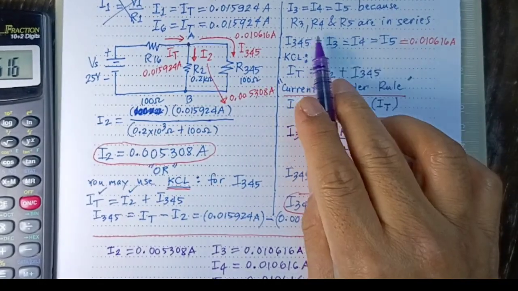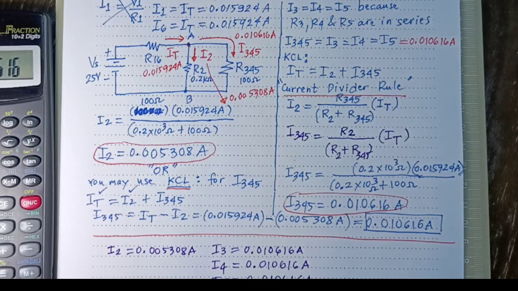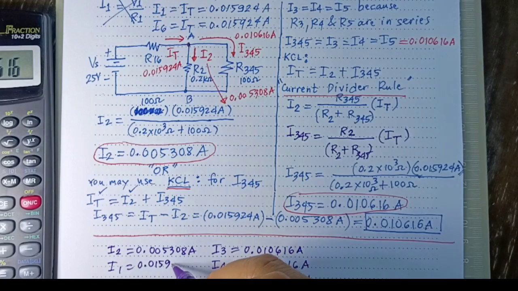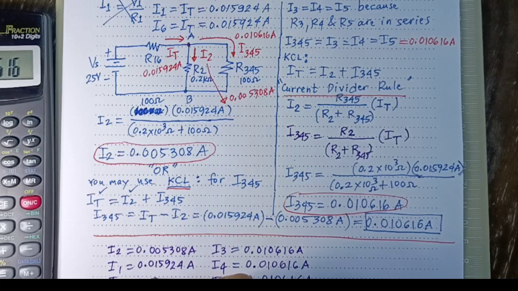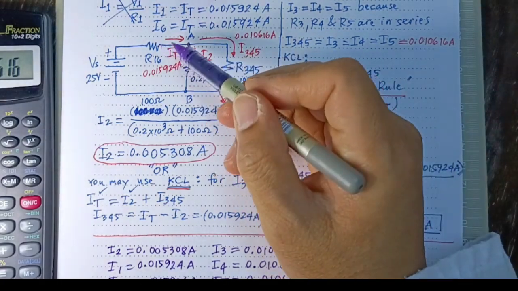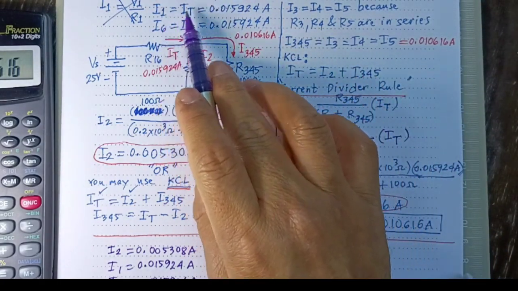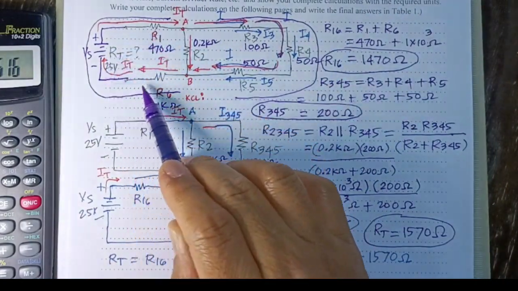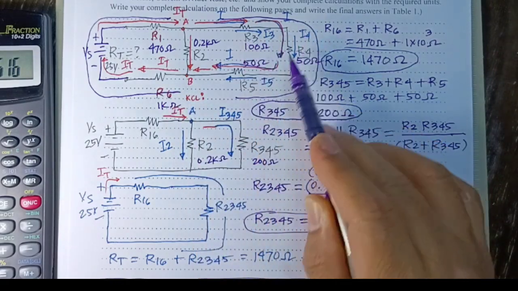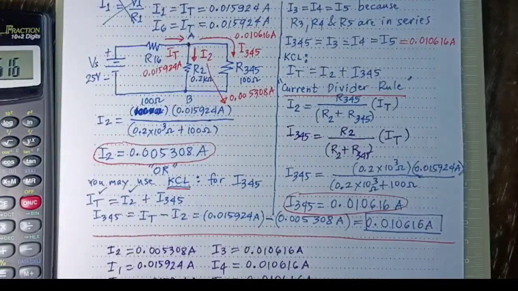So this is our conclusion, because R3, R4, and R5 are in series, right? And so we now have our currents. Now if we go back to I1, we have I1 equal to 0.015924 amperes, because this is the same as the I total, right? I6 is also equal to 0.015924, because the current in I1 and I6 is equal to I total, because R1 in our original circuit is in series with R6. And the currents I3, I4, and I5 will also be equal because they are all in series. That's why our answer here is correct, right?